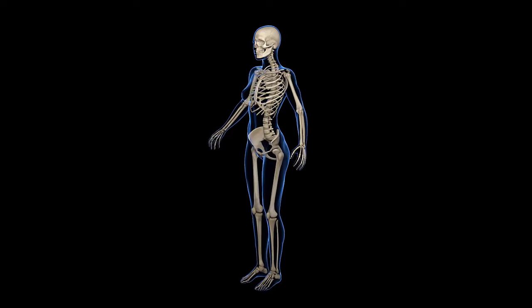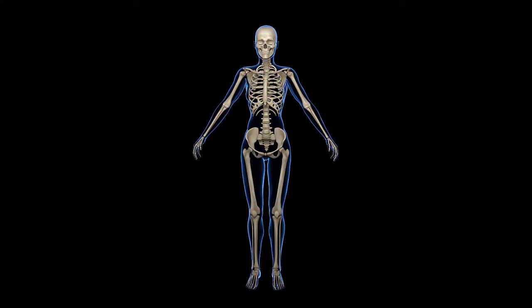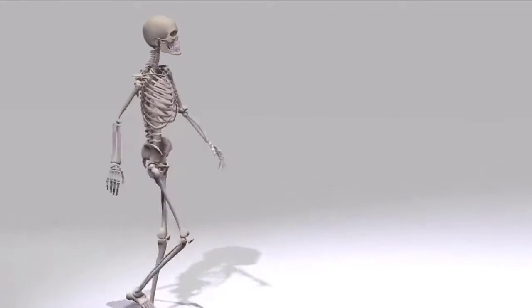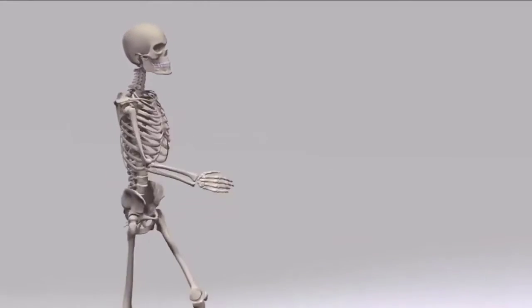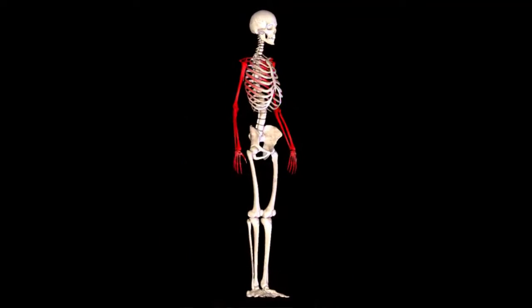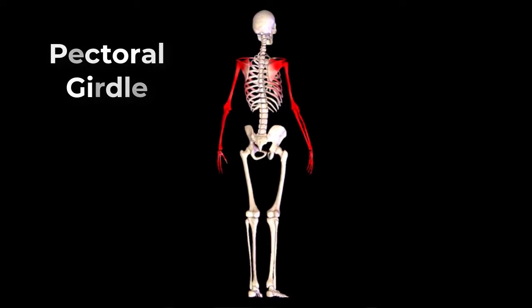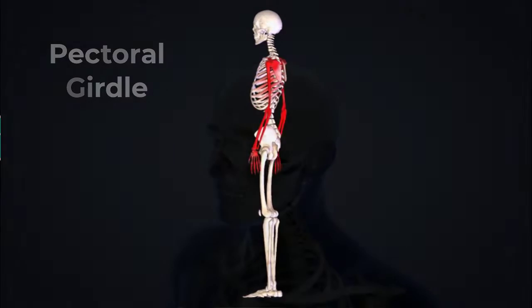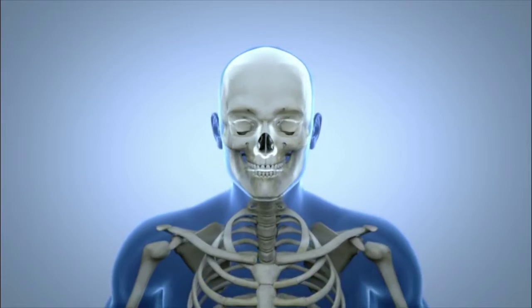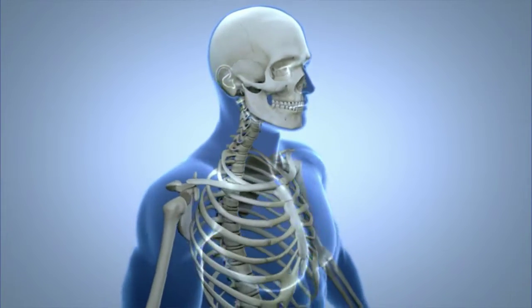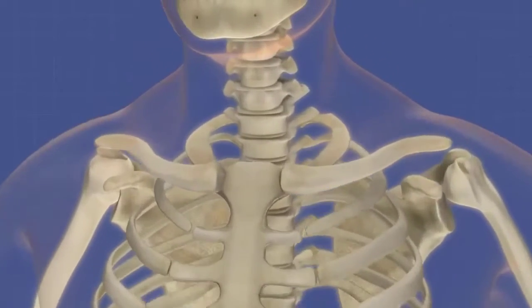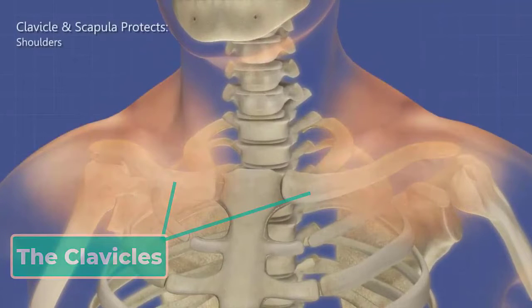The appendicular skeleton includes all of the limb bones, plus the bones that unite each limb with the axial skeleton. The bones that attach each upper limb to the axial skeleton form the pectoral girdle. This consists of two bones, the scapula and the clavicle. The clavicle or collarbone is an S-shaped bone located on the anterior side of the shoulder.